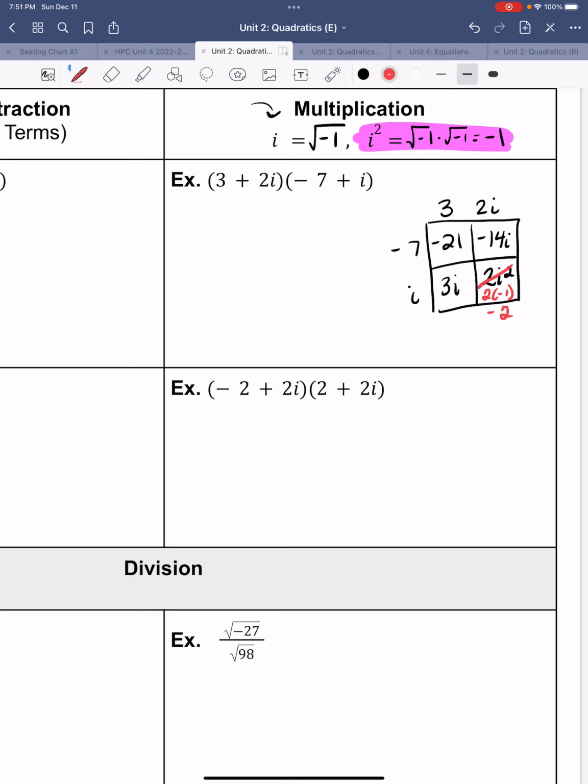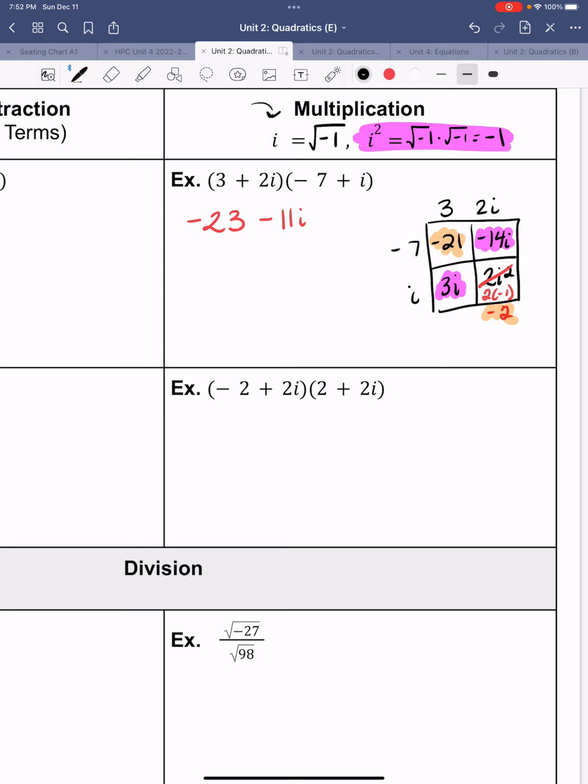So I'm going to cross off that 2i squared. I'm going to write the opposite. It's just going to be a negative 2, because it's the same as saying 2 multiplied by negative 1, since i squared equals negative 1. And now I'm going to combine my like terms. I have a 3i and a negative 14i, and then I have a negative 21 and a negative 2. So negative 21 and negative 2 gives me negative 23, and negative 14i and a positive 3i gives me a negative 11i.